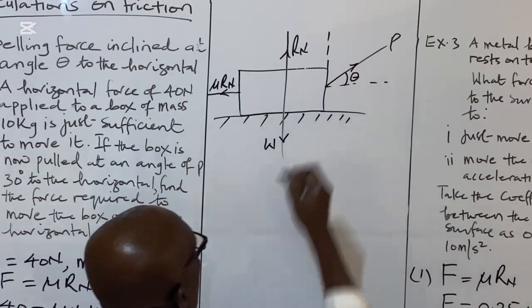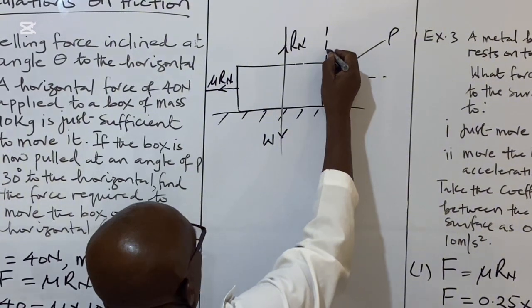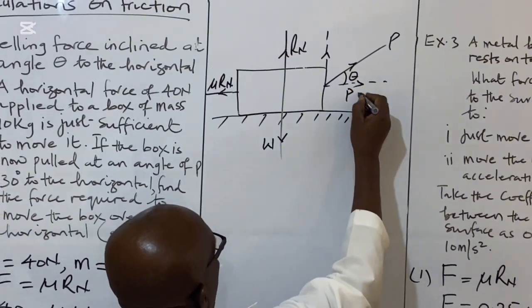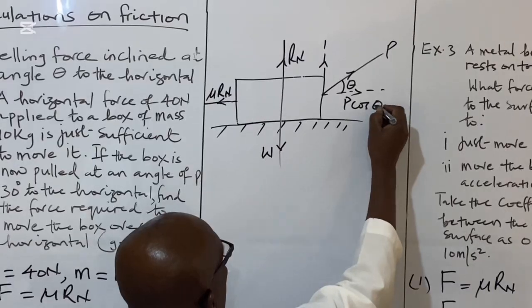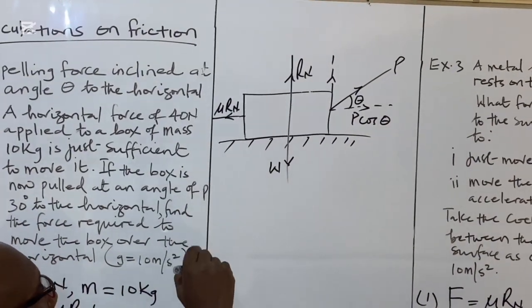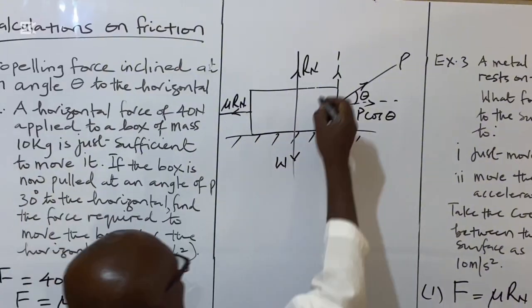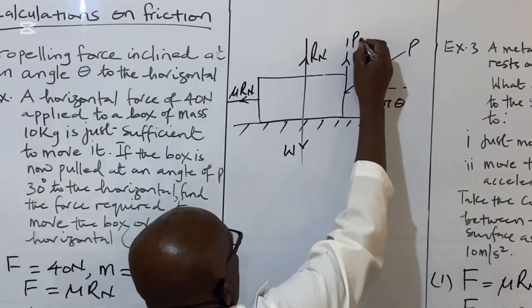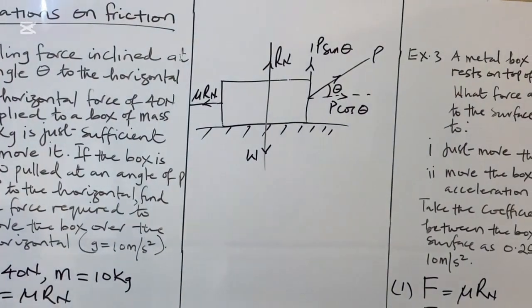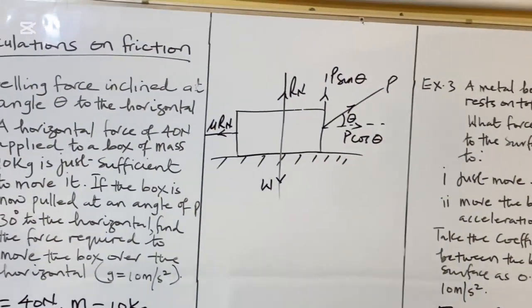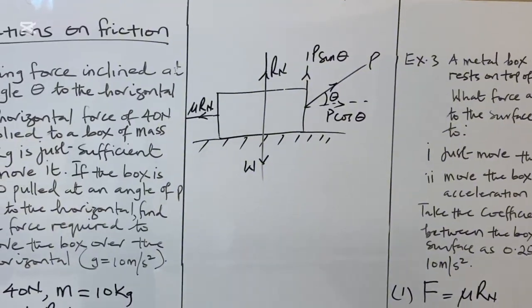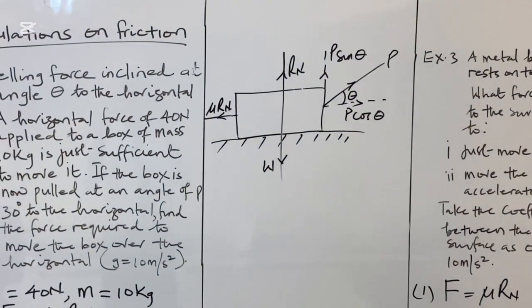Now if I resolve this force P into two component directions, one vertical and the other horizontal, I will call the horizontal force P cos theta, whilst I will call the vertical component of P as P sine theta. Now we can proceed to resolve these forces horizontally and then vertically.